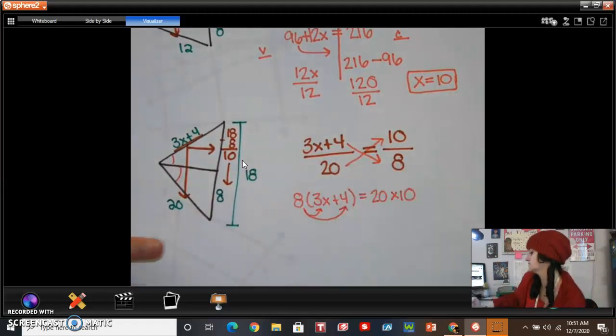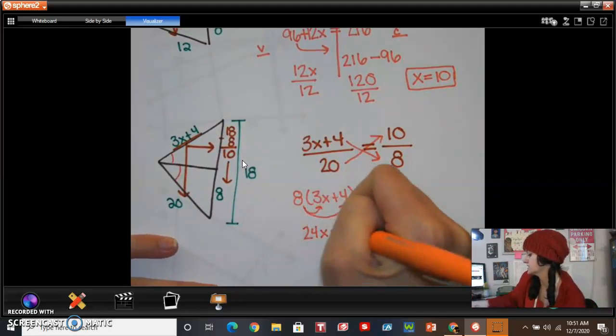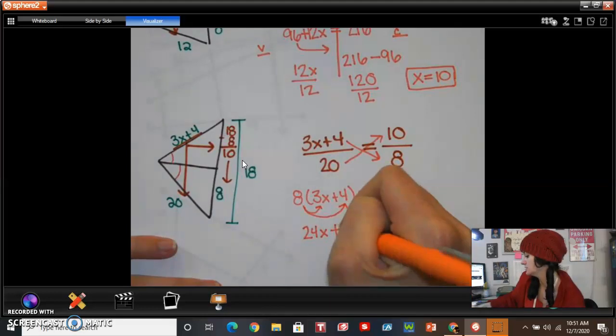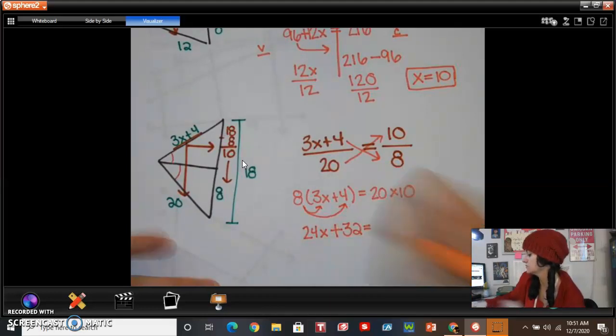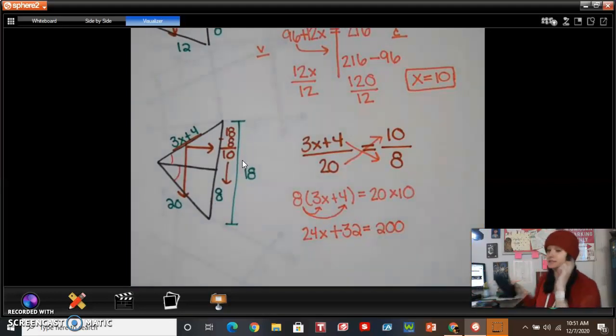So we have 8 times 3x, which is going to give us 24x, and then 8 times 4, which is 32, equals 20 times 10, which I do believe is 200. Now let me check my math on all of that I did in my head, just to make sure.